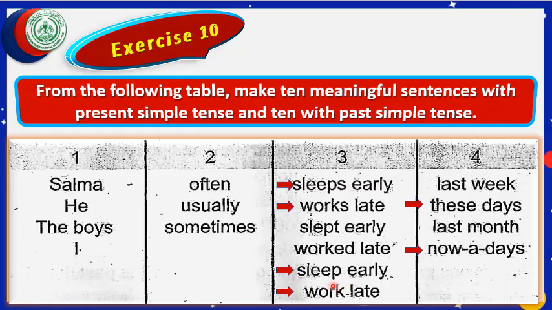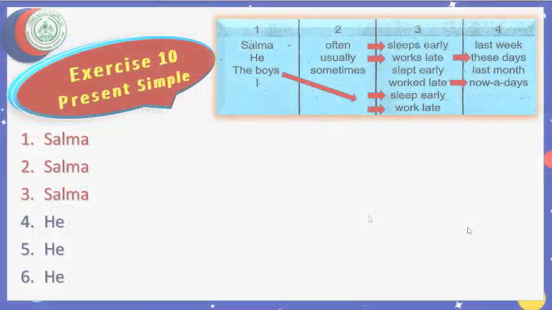In the same way, when we shall be making sentences in present simple tense, we shall use these days, nowadays. These days and nowadays can be used with Salma, with he, with the boys. No problem will be there. But while making sentences in present simple, you have to use nowadays and these days, not last week and last month. Let us move to the next slide to make the sentences.